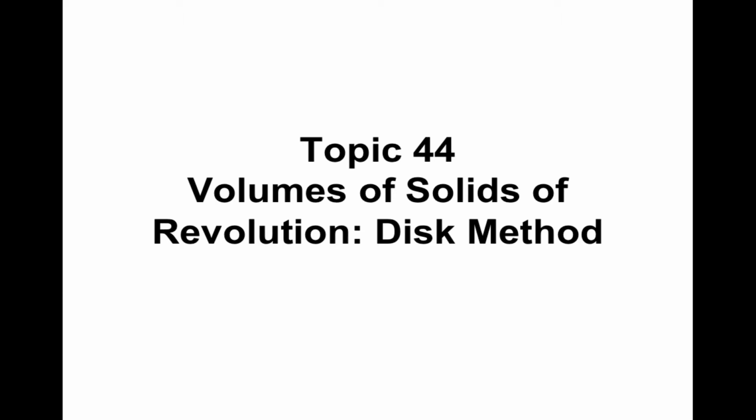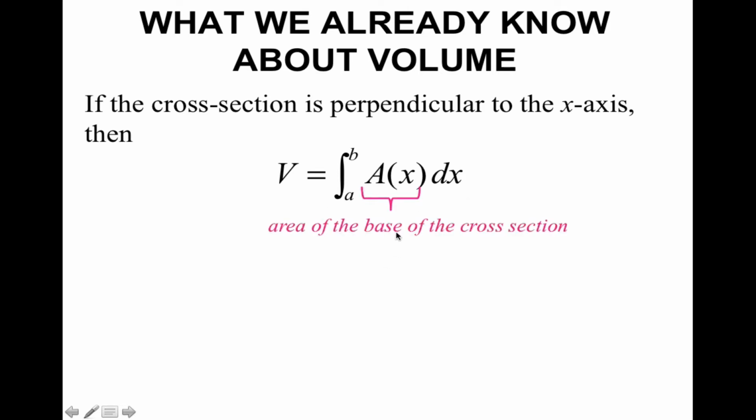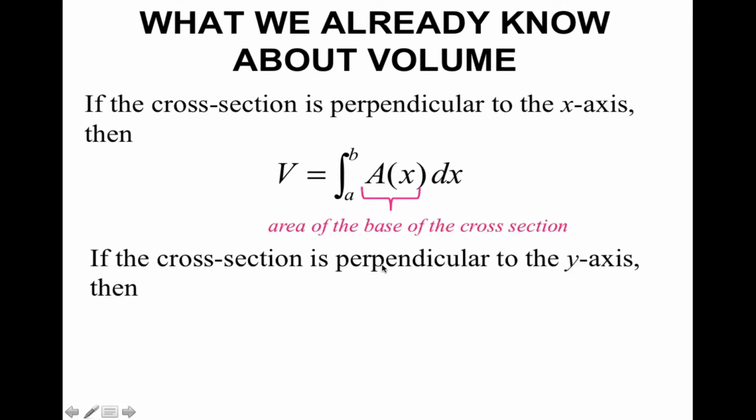Tonight we're going to talk about topic 44, volumes of solids of revolution, by using what's called the disk method. What we already know about volume: if the cross section is perpendicular to the x-axis, then we're going to integrate from a to b of the area of the base times dx, so in terms of x. And of course, this is the area of the base of your cross section.